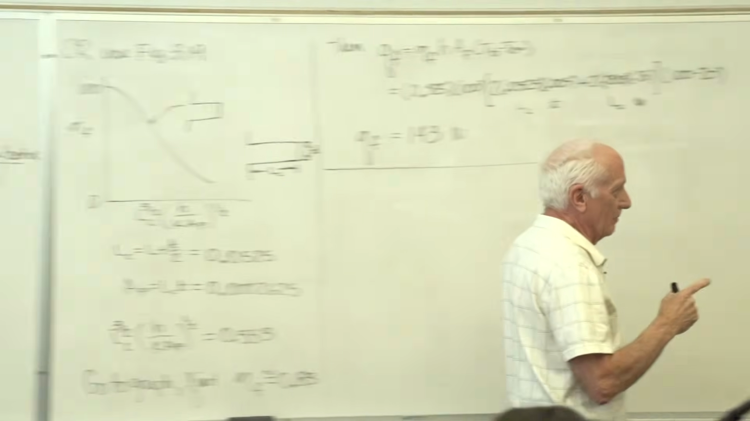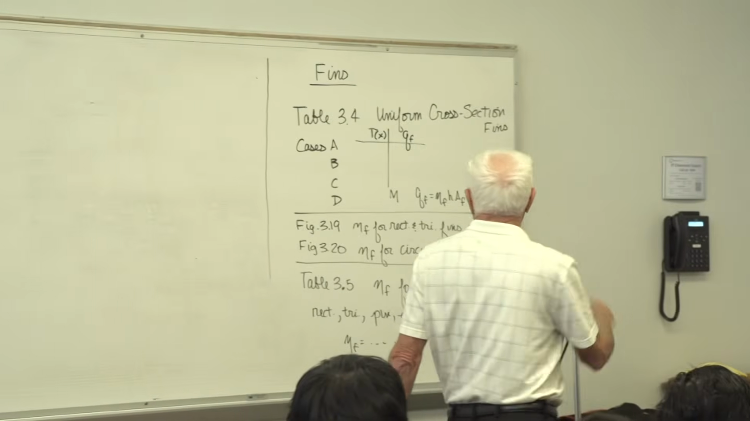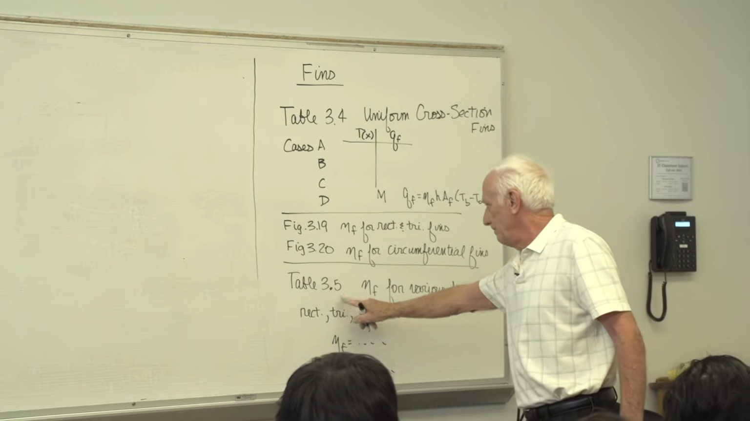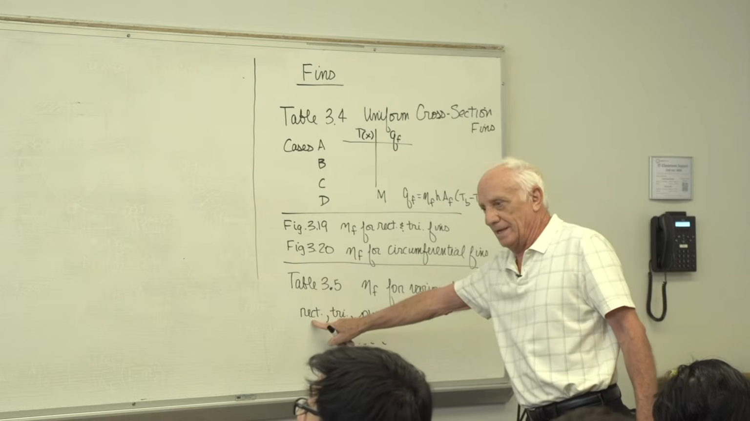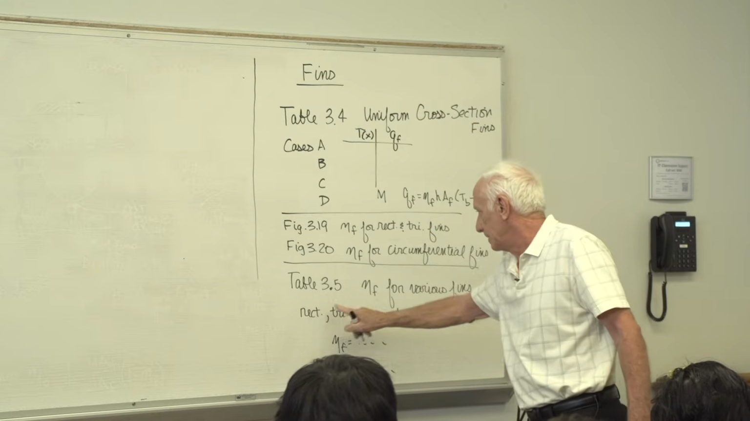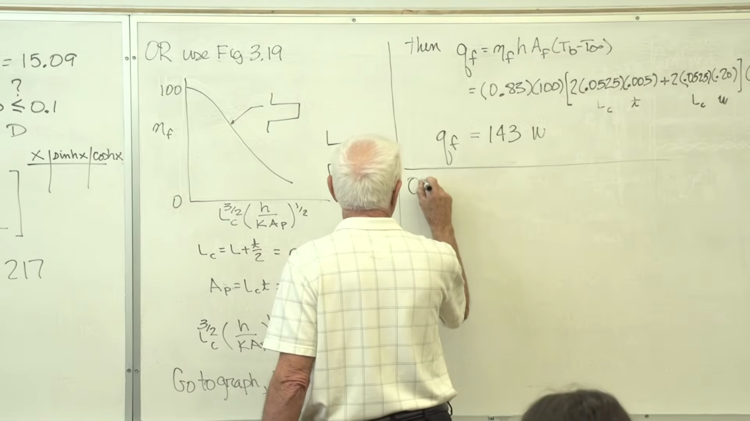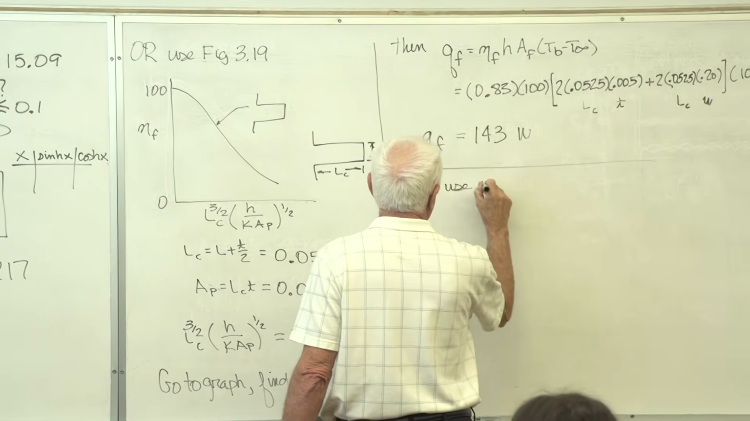Okay, our resource over here. We've done table 3.4, we've done figure 3.19. Now, let's try table 3.5. There it is. Rectangular fin, there it is. Find A to F. Use, now I'll say it in big caps again, use table 3.5.